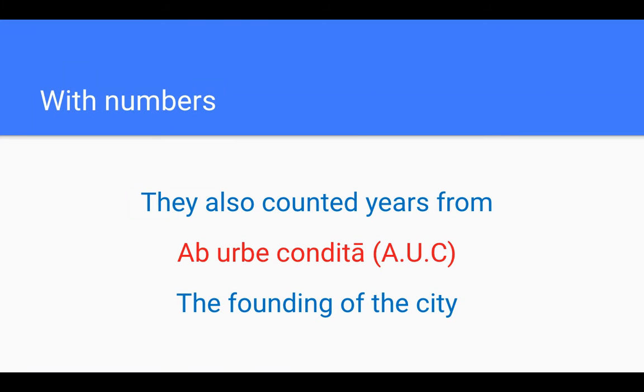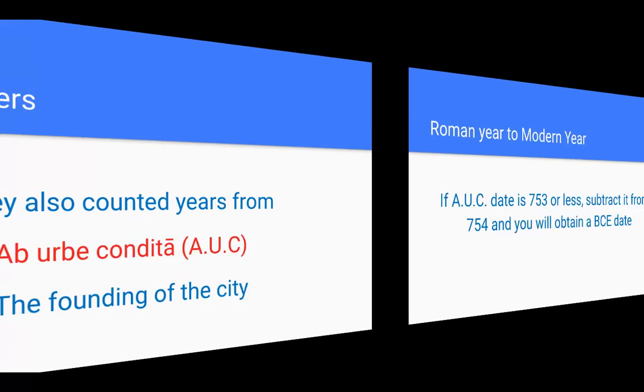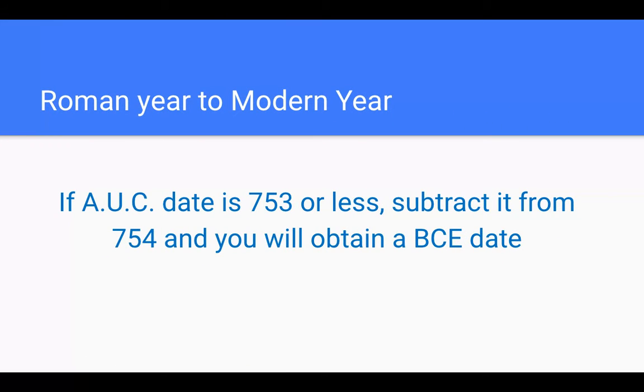But they also calculated with numbers. They counted years from ab urbe condita, or AUC, the founding of the city. So how do you take a Roman year to a modern year? If the AUC date is 753 or less, subtract it from 754, and you will obtain a BCE date.